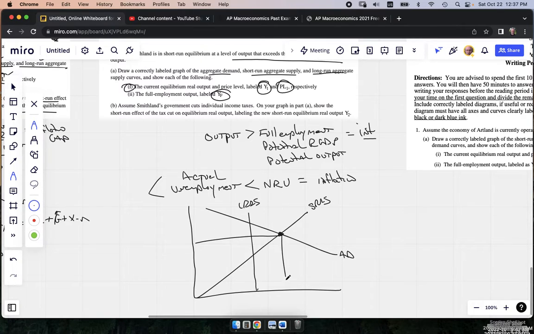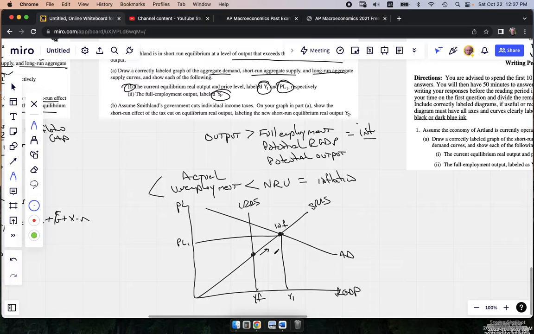Same thing as usual. PL1, don't forget your PLs, or your real GDPs. They'll take a point off if you don't do it. This is Y1, this is YF. So we are in our inflationary gap. Recognize, again, I said this is a hot economy. The price level is above the level at full employment, right? And we know what happened here.